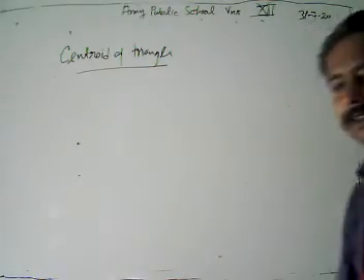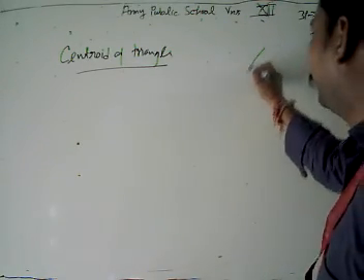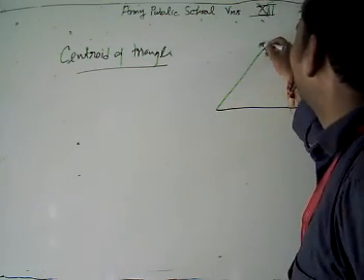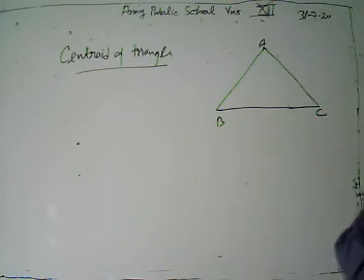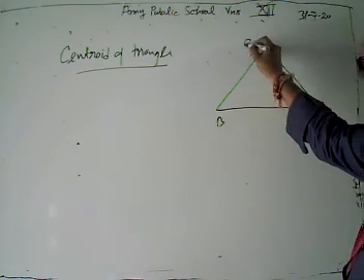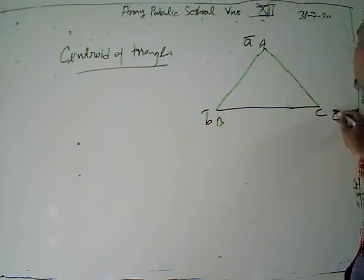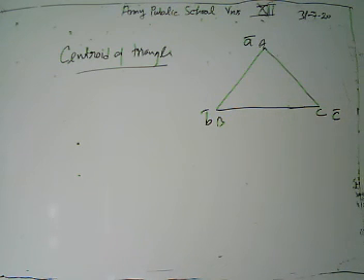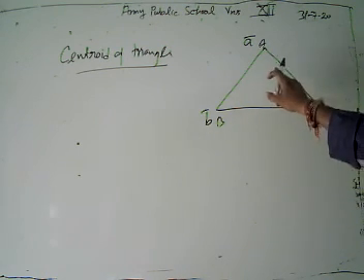Now by using vectors we are going to find the centroid of a triangle. Look, we have a triangle with vertices a, b, c, having position vectors of the vertices: vector a, vector b, and vector c. We have a triangle ABC in which vector a, vector b, and vector c are the position vectors of vertices A, B, C.